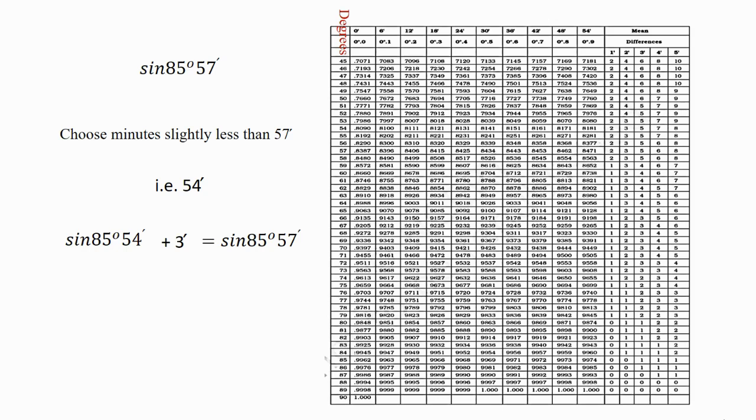Now let's substitute the value from the table. For that, let's choose 85 degree in the very first column. Along the 85 degree row, observe the value under 54 minutes. Along the same row, add the mean difference under 3 minutes. So it comes out as 0.9974 plus 1, which is equal to 0.9975. So sine 85 degree 57 minutes is equal to 0.9975.